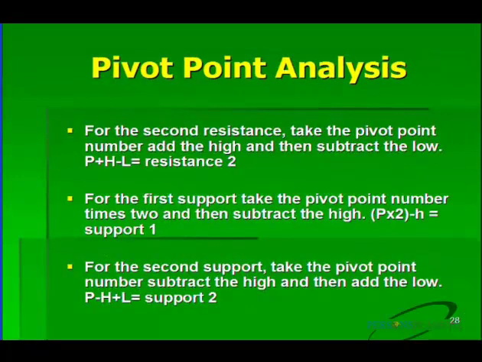For the second resistance, take the pivot point number, add the high, and then subtract the low. That would look like this: pivot plus high, subtract low, equals our R2, our resistance number 2.